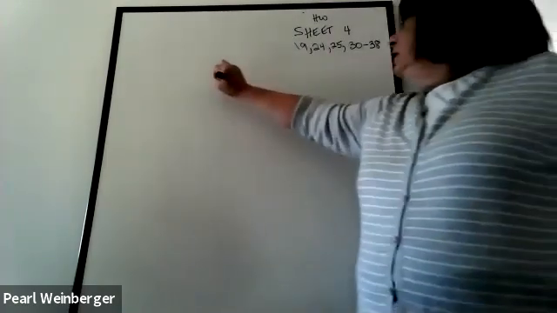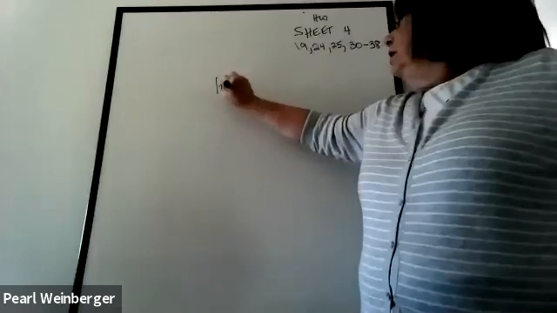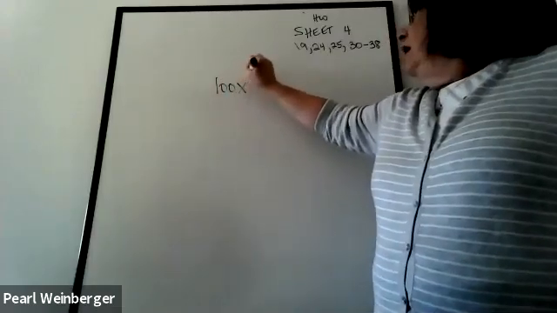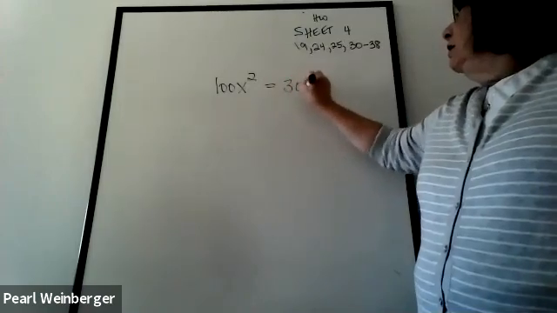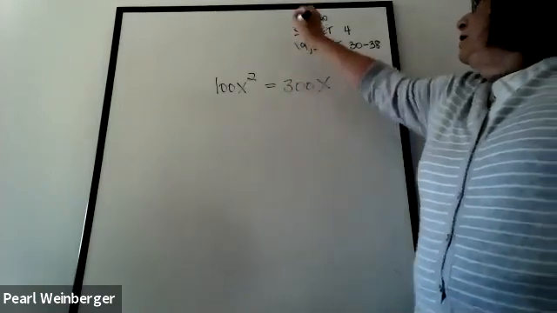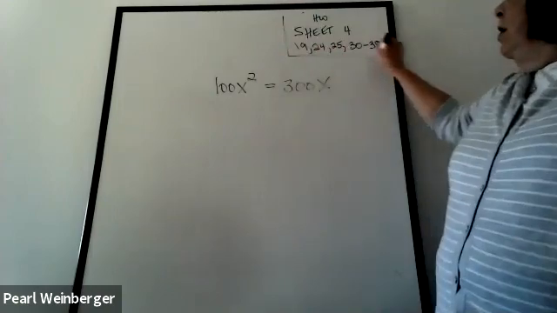Okay. A little bit different looking. Let's see if you could do this. 100x squared equals 300x. If you notice, I put on the board homework.